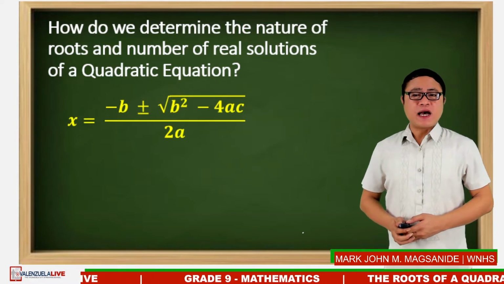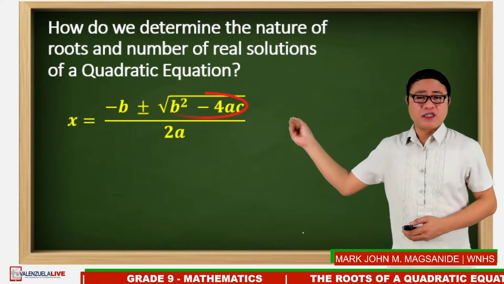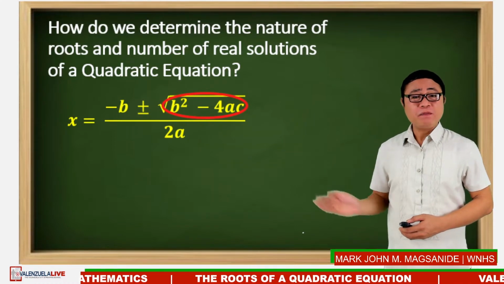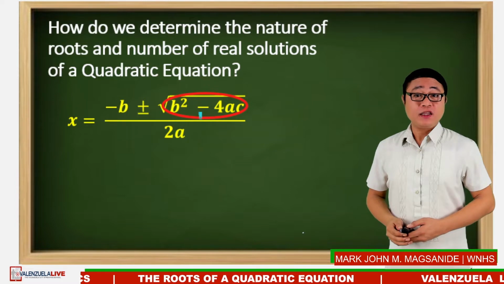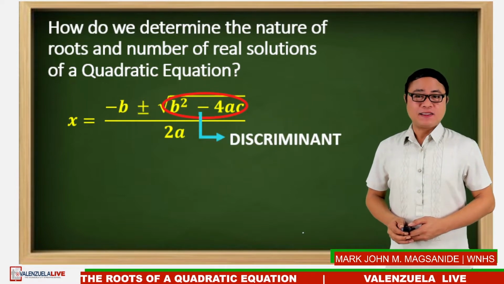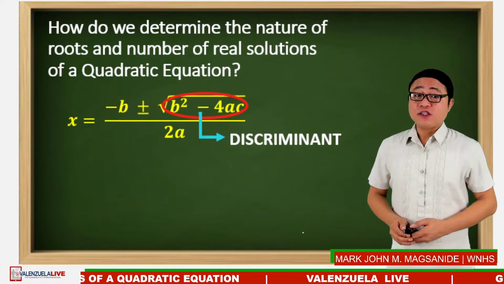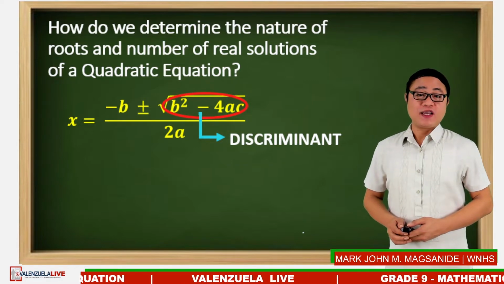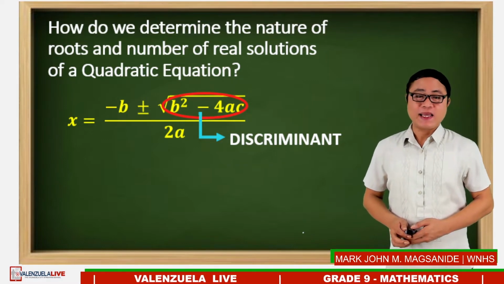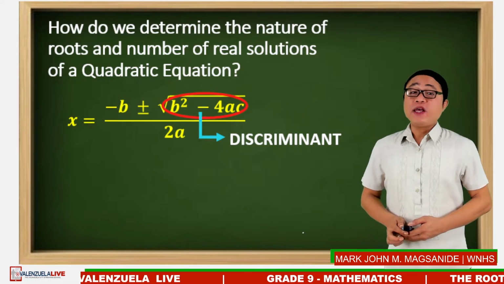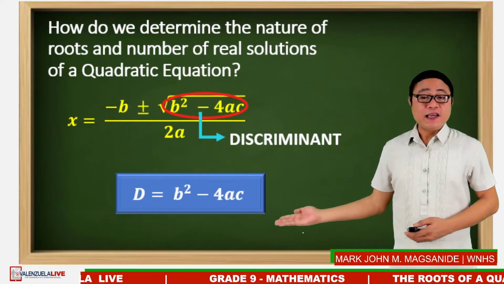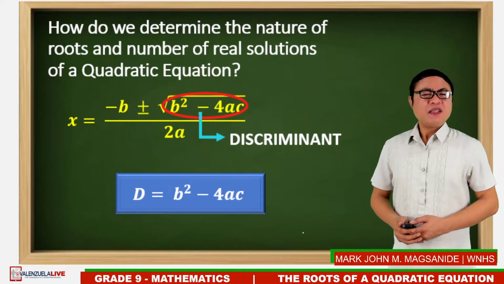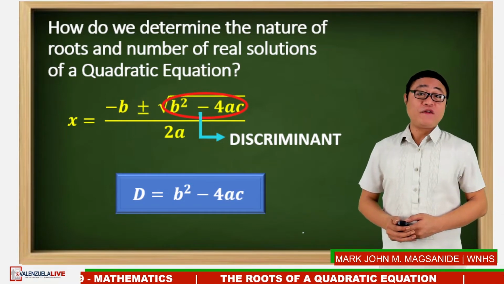In this formula, notice the expression inside the radical. B squared minus 4ac is called the discriminant. This will be used to determine the nature of roots and number of real solutions of a quadratic equation. We denote this as d is equal to b squared minus 4ac. But how can we describe the roots of a quadratic equation?